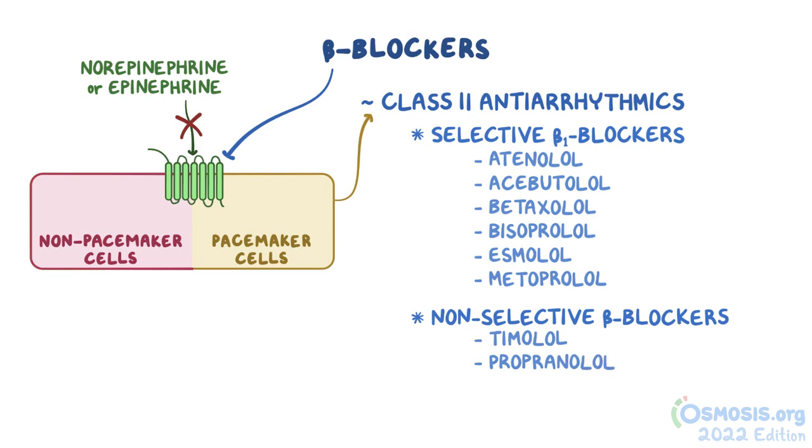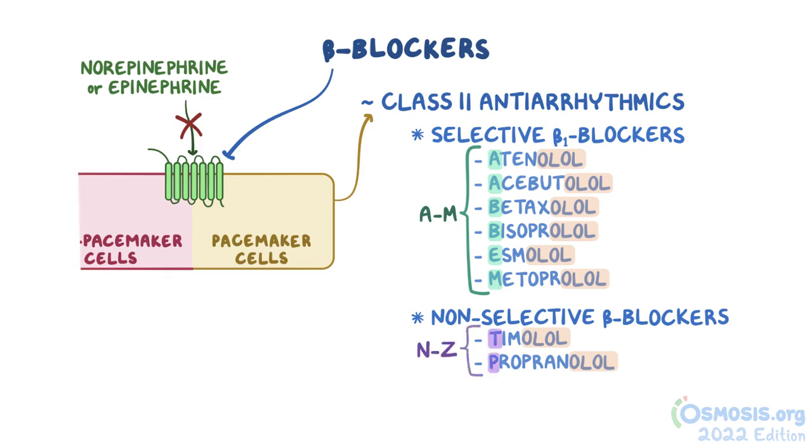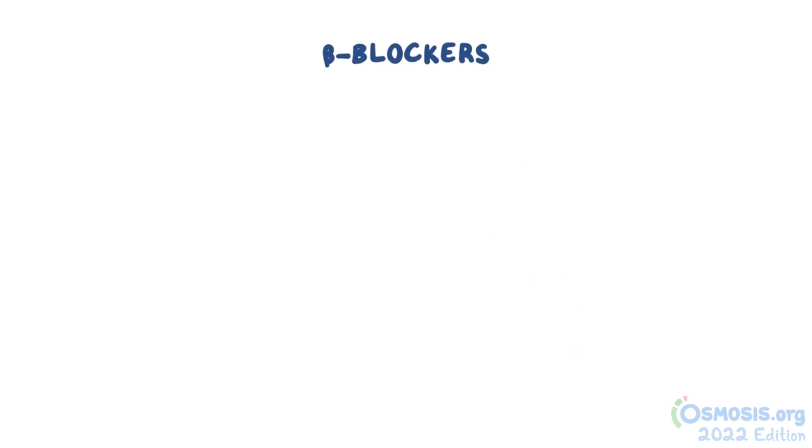Now here's a tip. All beta blockers end with the suffix -olol, but only selective beta-1 blockers start with a letter from the first half of the alphabet, A to M, while non-selective beta blockers start with a letter from the second half of the alphabet, N to Z. Okay, now let's look at the pharmacology of Class 2 antiarrhythmics.